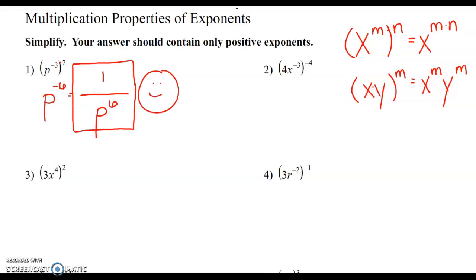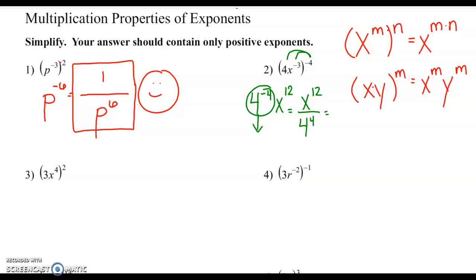So then all the other properties we learned still are in effect too. So here, number 2, that negative 4 would come inside to both pieces here. So we'd have 4 to the negative 4. x is to the negative 3, then to the negative 4. So when you have a double power, you multiply. So negative 3 times negative 4 is 12. So then my negative exponent is going to have to move. So we have x to the power of 12 over 4 to the power of 4.